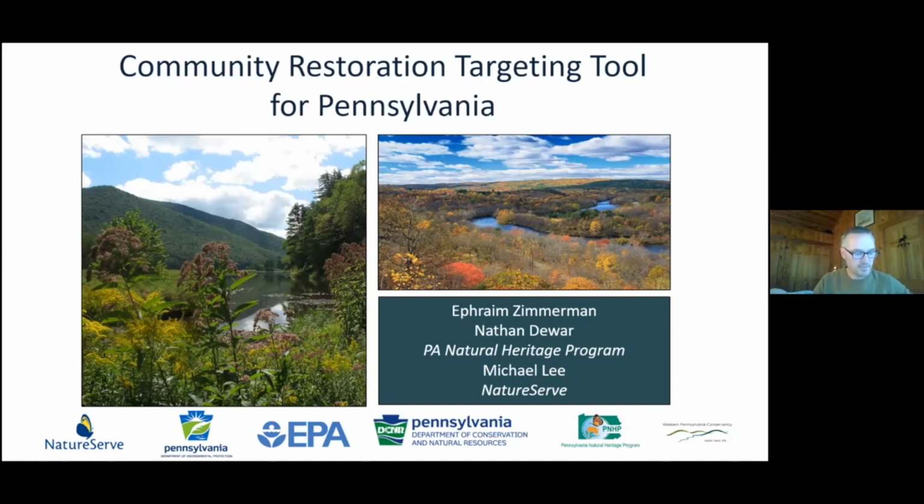Today, I will be presenting a new tool, the Community Restoration Targeting Tool, developed by PNHP and NatureServe, which uses our plots database and geospatial information to determine the plant communities and plant species that may exist at a particular restoration site based on their similarity to sites classified to a specific plant community by PNHP.